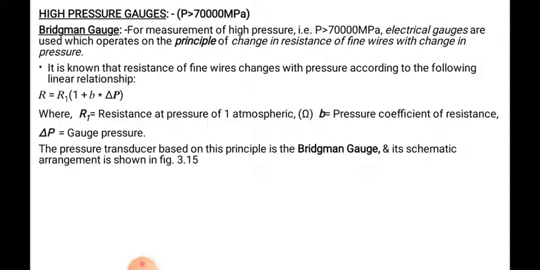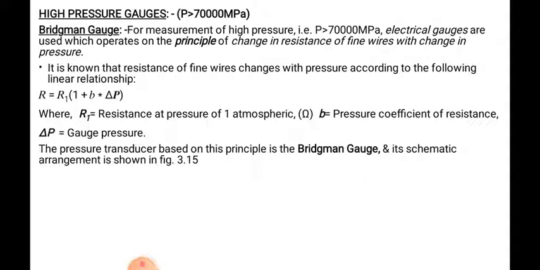The type of gauge for the measurement of high pressure is the Bridgman gauge, for P greater than 70,000 megapascal. Electrical gauges are used, which operate on the principle of change in resistance of fine wires with change in pressure. It is known that the resistance of a fine wire changes with pressure according to the following linear relationship.